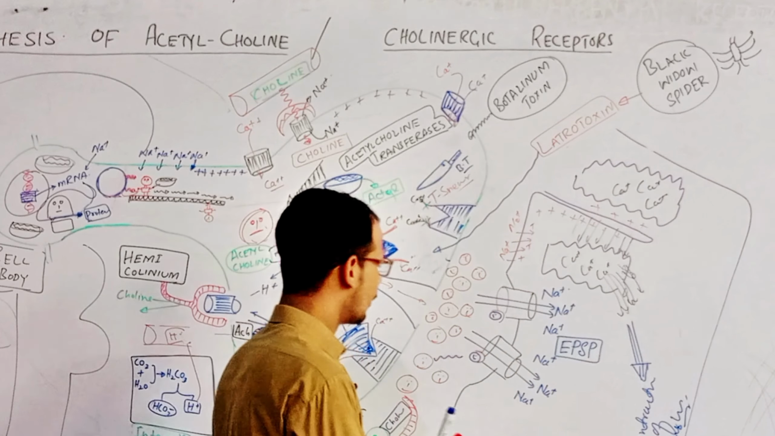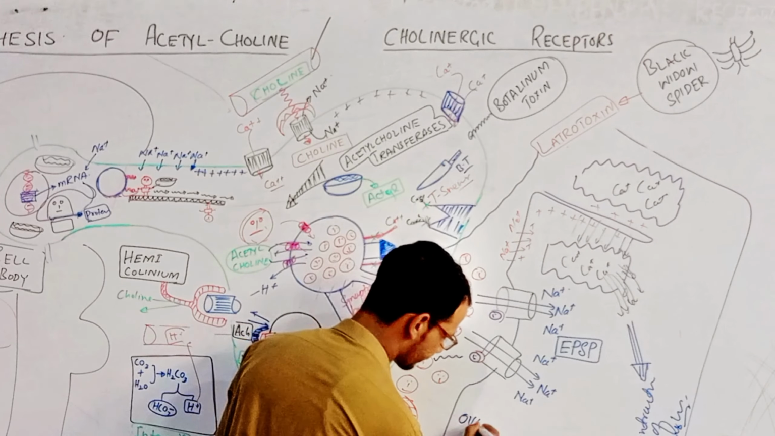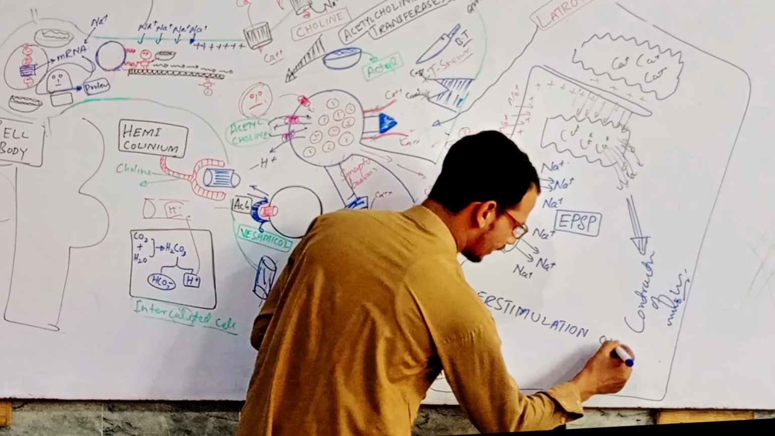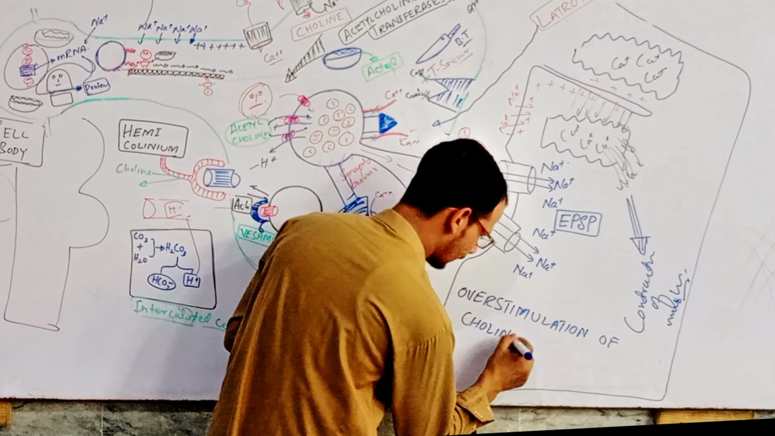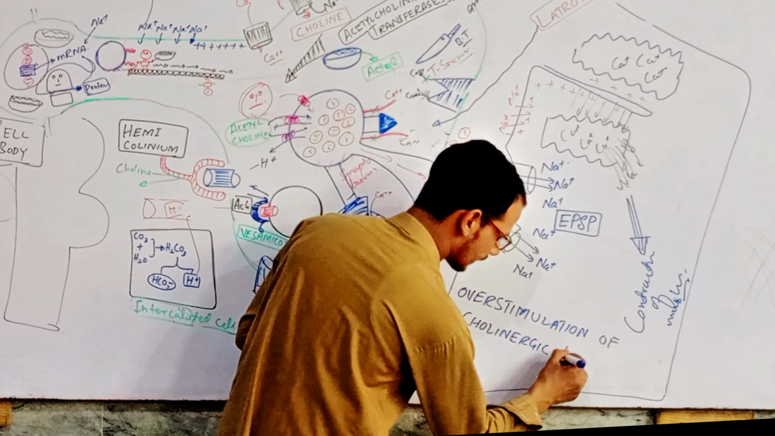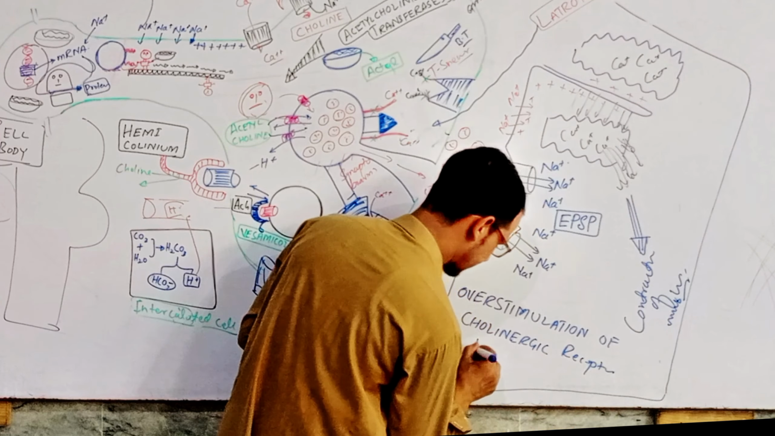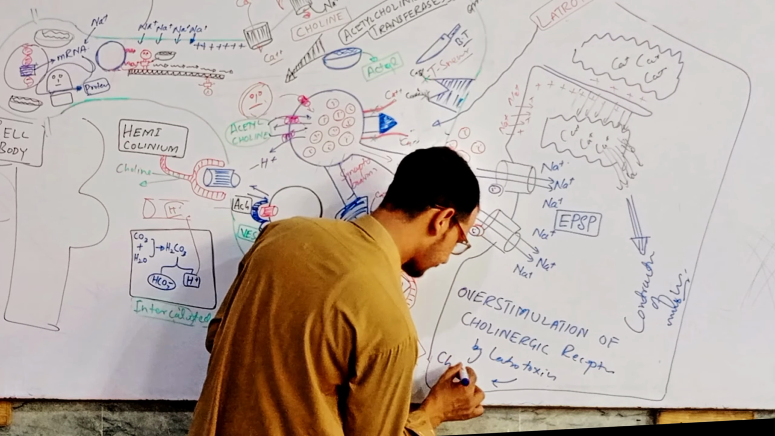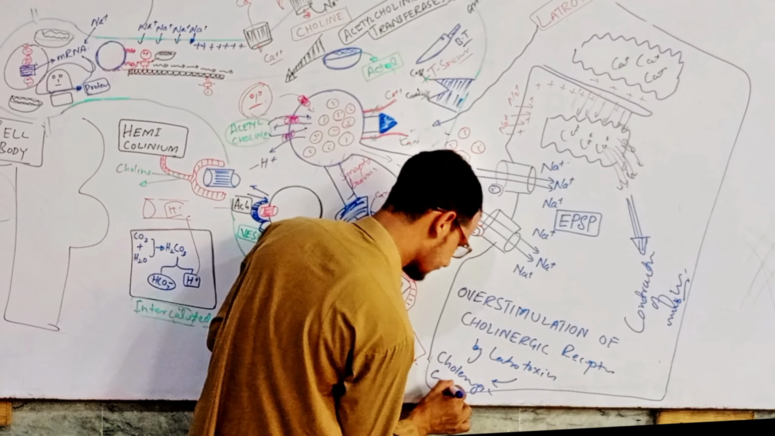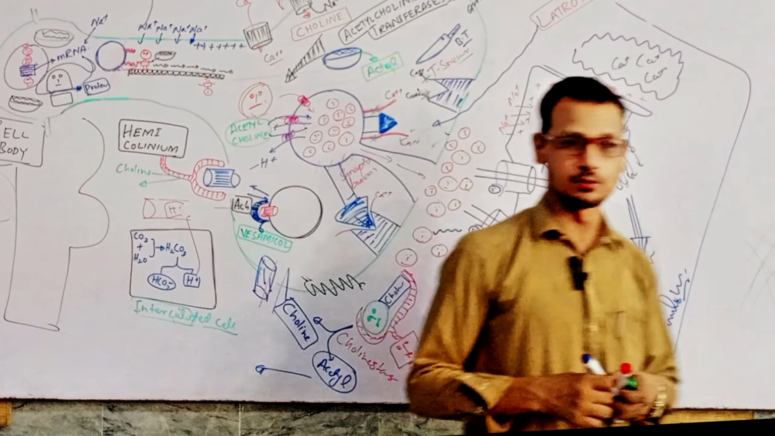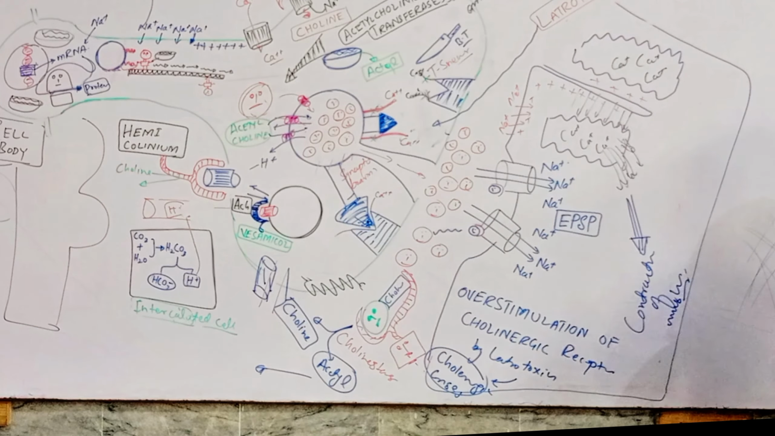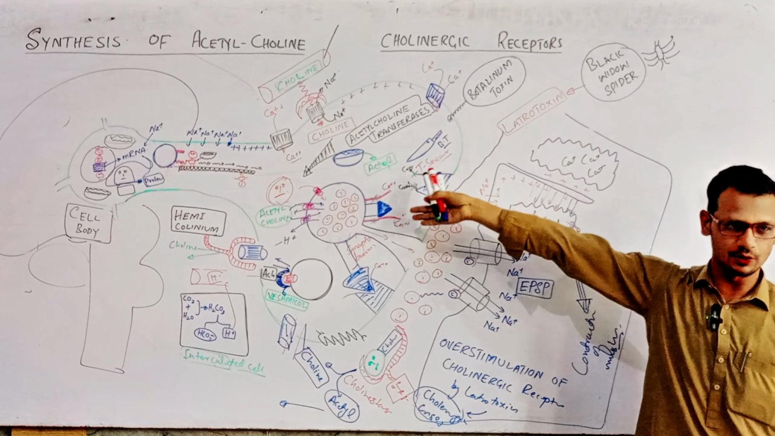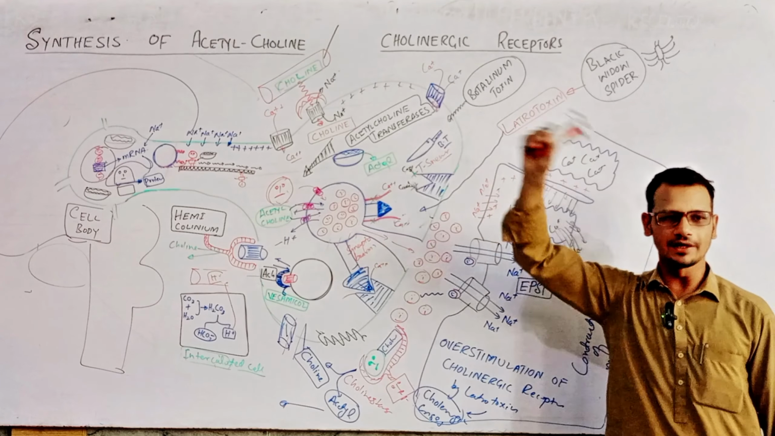Cholinergic crisis means overstimulation of cholinergic receptors by latrotoxin, and it causes cholinergic crisis. There is overstimulation, over-contraction will take place, over-sweating will take place, right? So these are the functions of some drugs on neuromuscular junctions and acetylcholine.